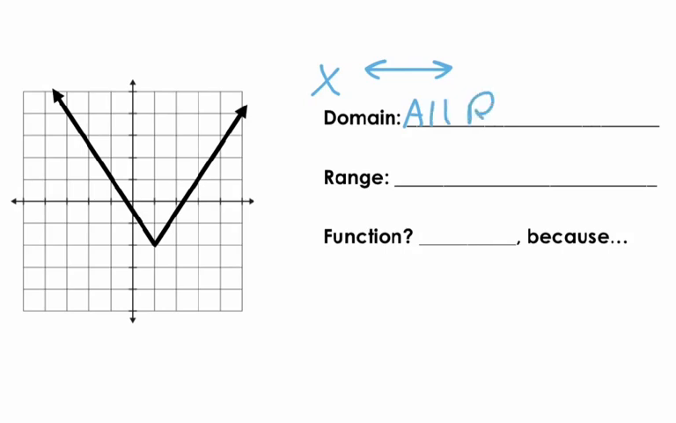All real numbers. And then I'll put that symbol too. All real numbers are with the line through it. Here we go. And then let's look at the range.